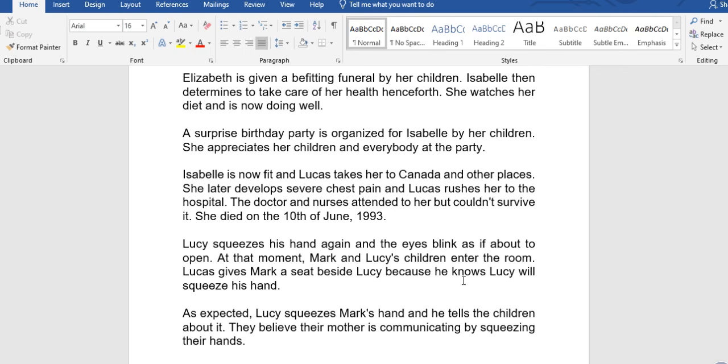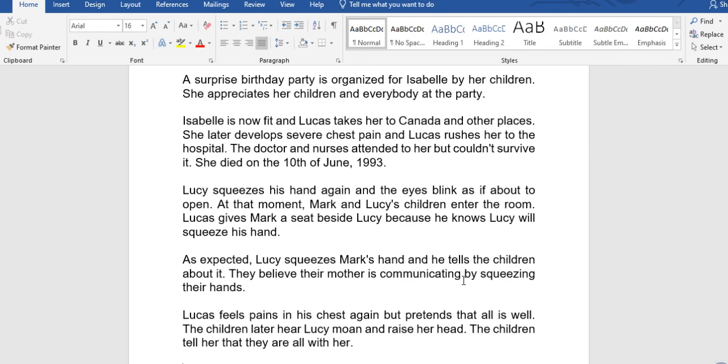Isabel is now fit and Lucas takes her to Canada and other places. She later develops severe chest pain and Lucas rushes her to the hospital. The doctor and nurses attended to her but couldn't save her. She died on the 10th of June 1993.